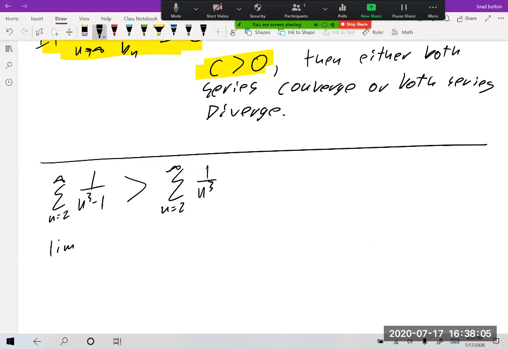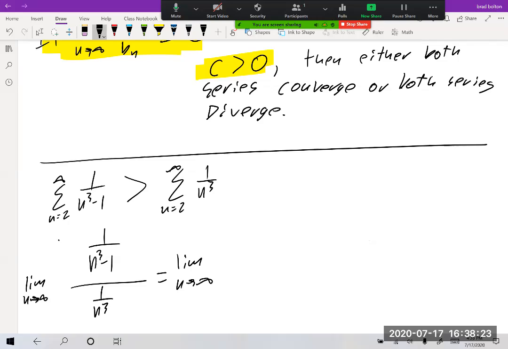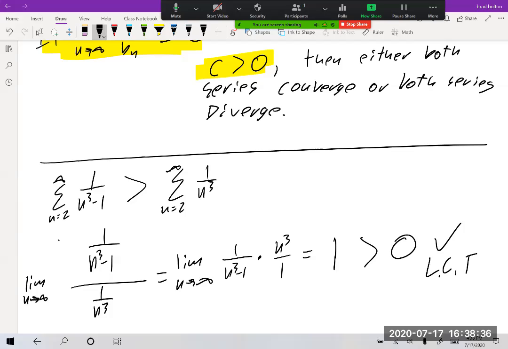So I'm going to take the limit as n approaches infinity of 1 over n cubed minus 1 divided by 1 over n cubed. And you guys should know that this equals the limit as n approaches infinity of 1 over n cubed minus 1 times n cubed over 1, which we know to be 1, which we know is greater than 0. So this means check, limit comparison test applies.